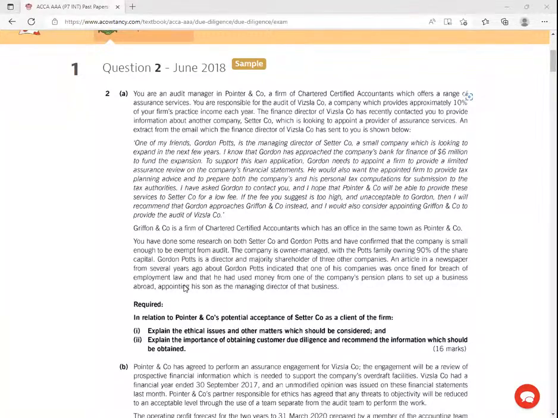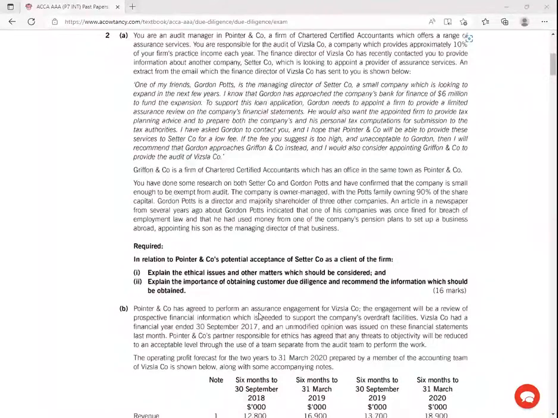Can you imagine setting up a business abroad using money of retirees, pension money? You're taking this money abroad. So when you hear this kind of arrangement, there could be a possibility of money laundering. Run away from this business. Run away. He also appointed his son as the managing director of that business. So in relation to the company's potential acceptance of Sasa company as a client of the firm, explain ethical issues and other matters which will be considered.